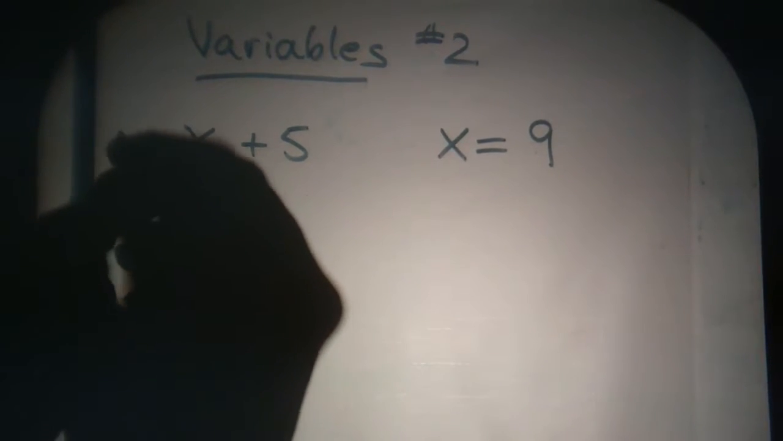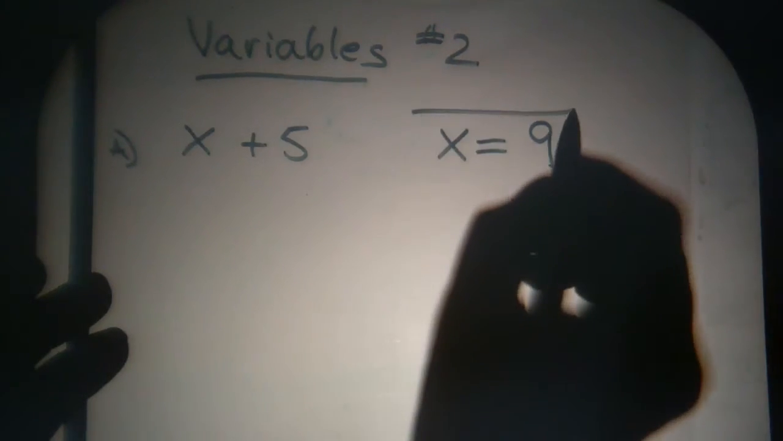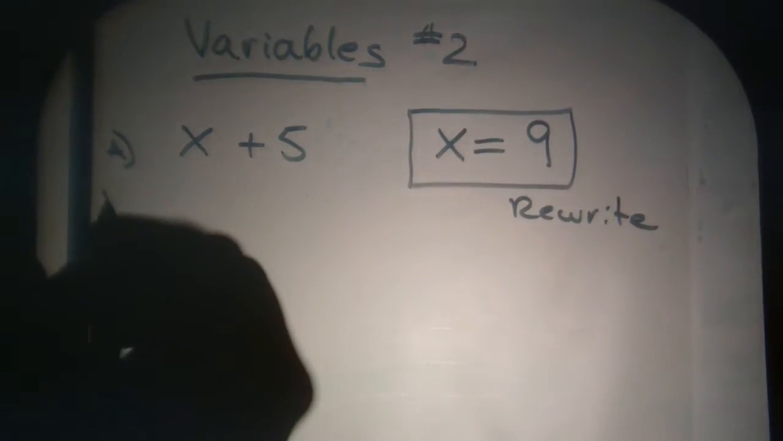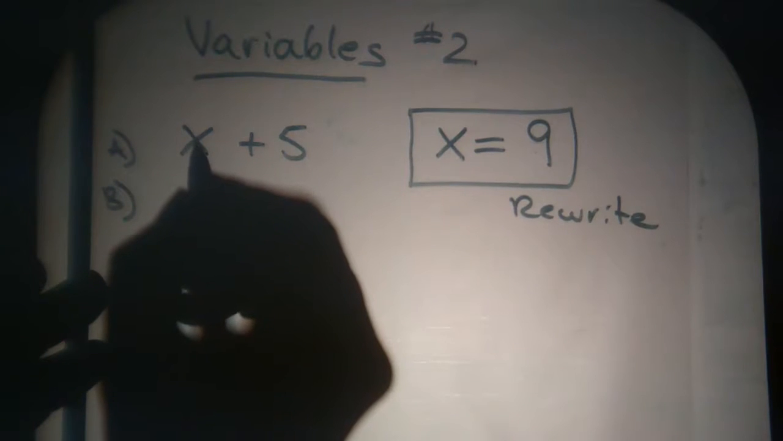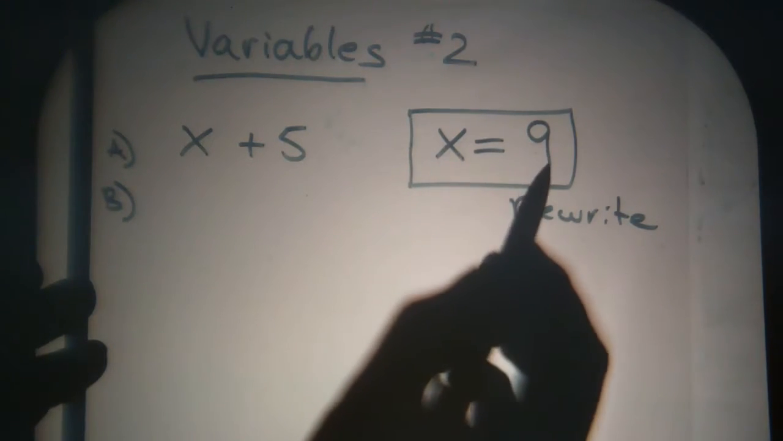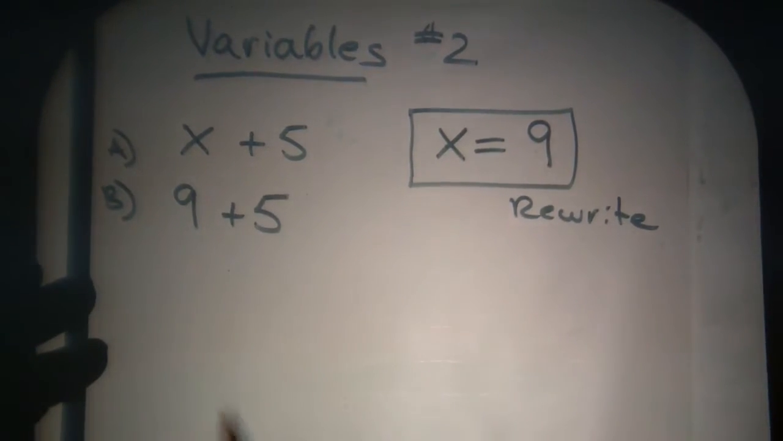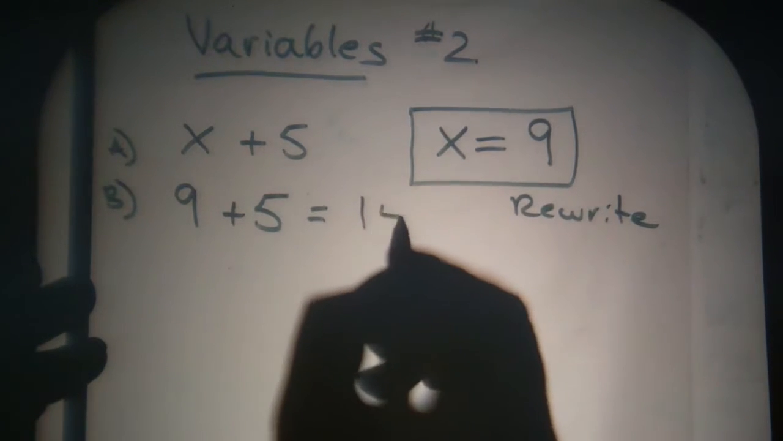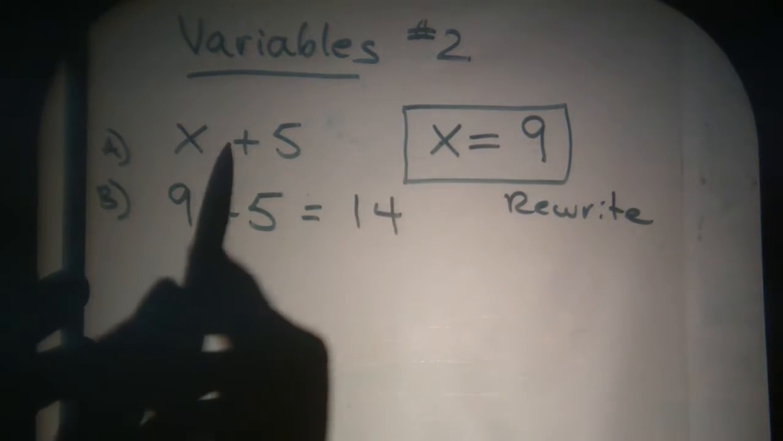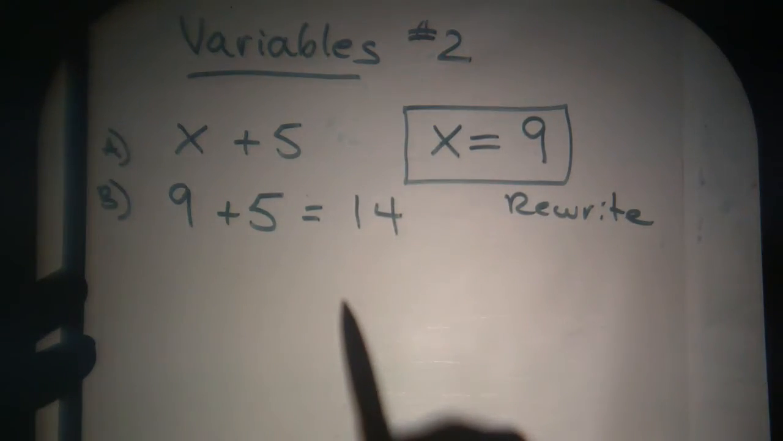So let's rewrite it. You want to rewrite your problem with the number. So if I rewrite it, instead of x, my x is represented by a 9. And then we could solve it. At this point, x plus 5 cannot be solved until you know what x represents.